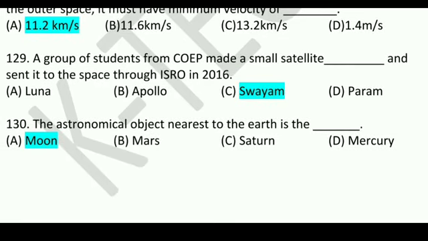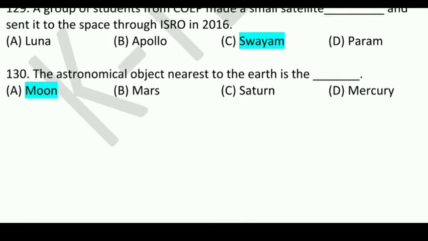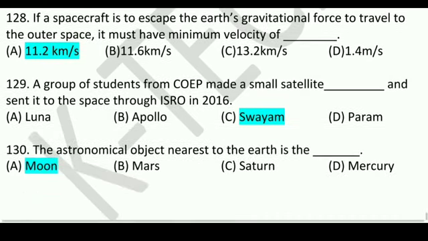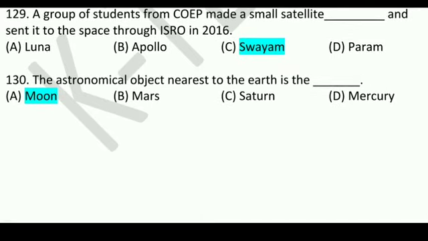A group of students from COEP made a small satellite, dash, and sent it to the space through ISRO in 2016. It is Swayam. The astronomical object nearest to the Earth is dash. Answer is moon. So children, we have discussed all the MCQs given in the question bank. Okay, from the SSC board. From all the lessons, from lesson number 1 to lesson number 10.